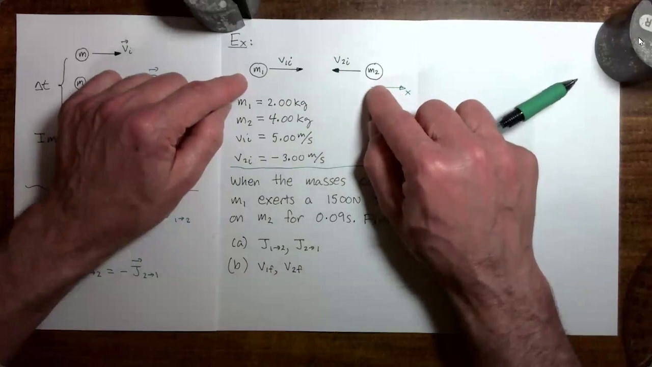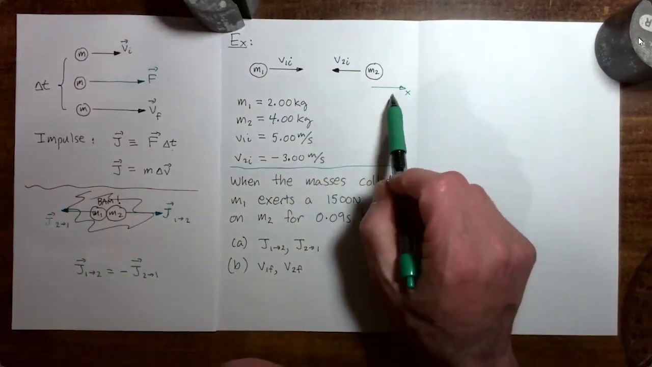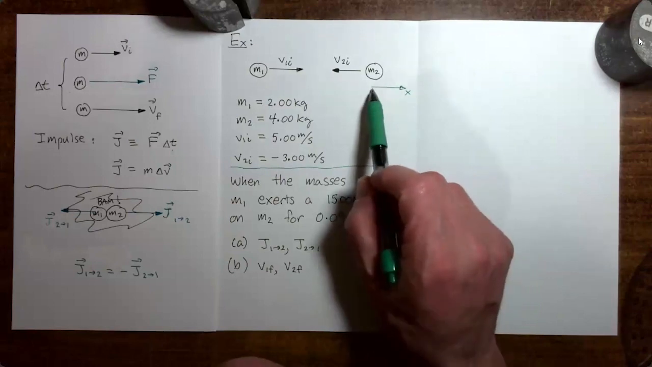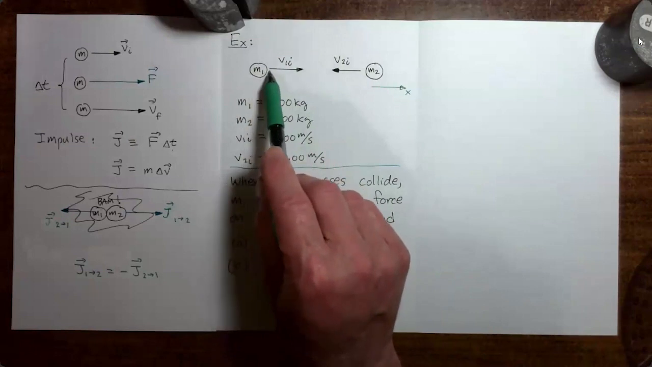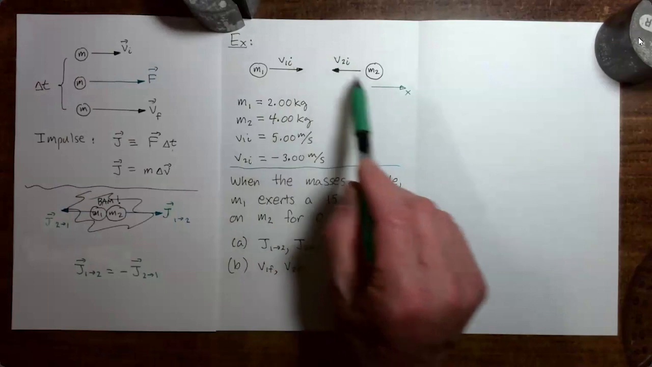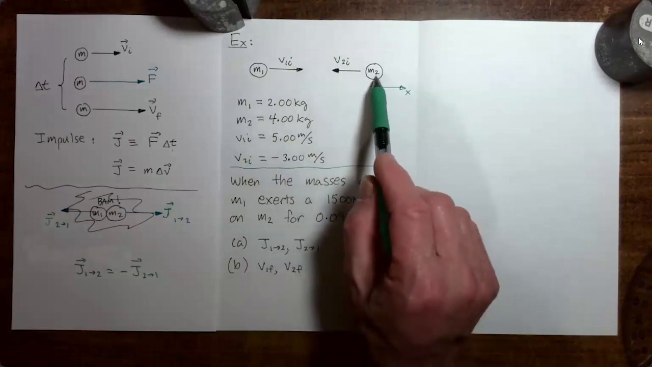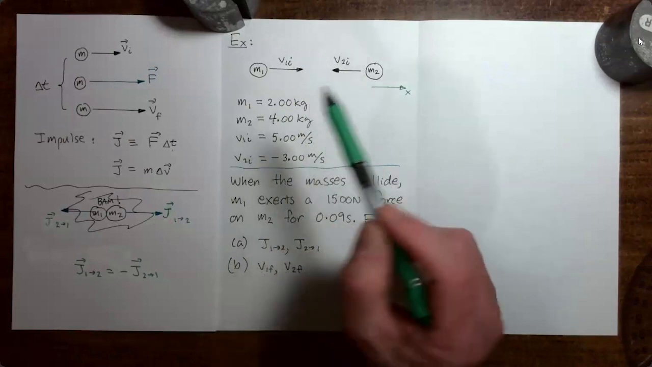Here I have two masses traveling in opposite directions. You can see that I have already drawn in a coordinate axis. So this is the x-axis pointing to the right. I have mass 1 moving to the right with initial velocity, v1 initial. I have mass 2 moving to the left with initial velocity, v2 initial.